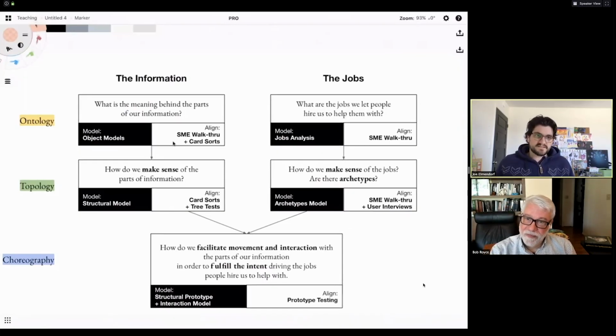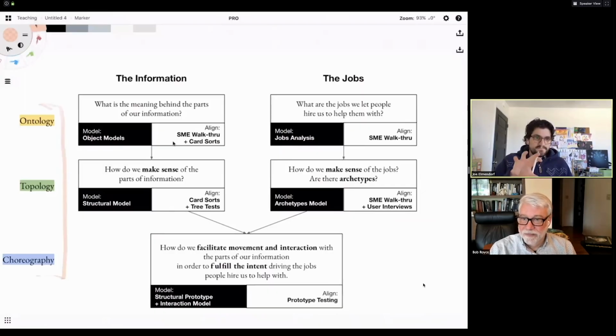Yeah, so understanding this model, we start with the framework that Dan Klyn and Andrea Resmini have around ontology, topology, choreography, the idea that information architectures have these nested levels.